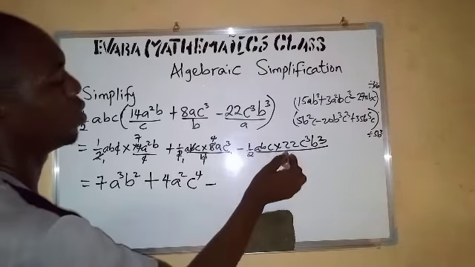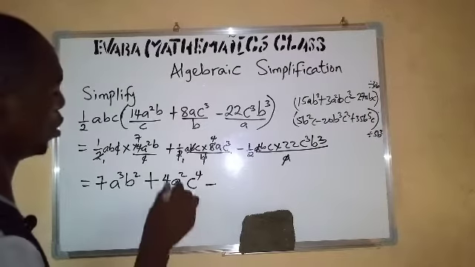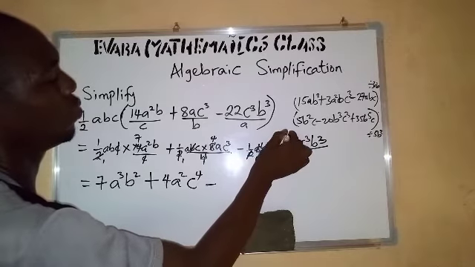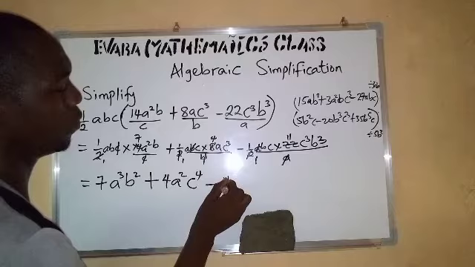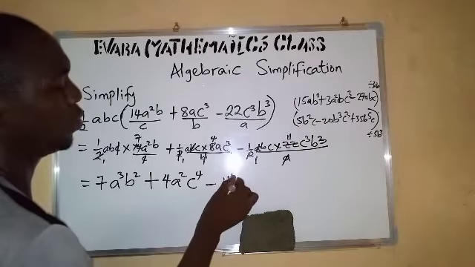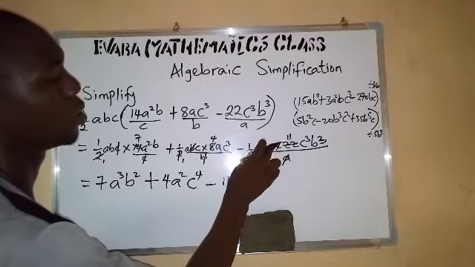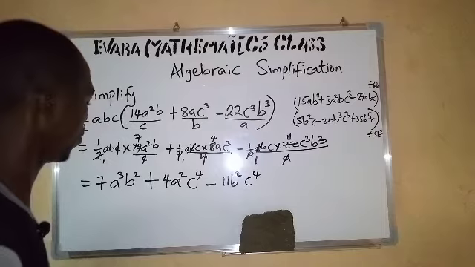Minus, a cancels a here. That means we have 2 here, 1, 2 in 22, 11. So we are left with 11. b multiplied by b is b squared. c raised to the power 1, c raised to the power 3, that will be c raised to the power 4.